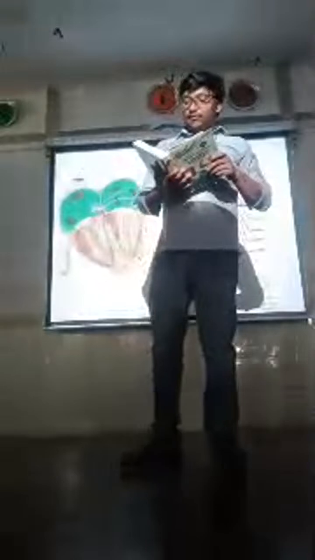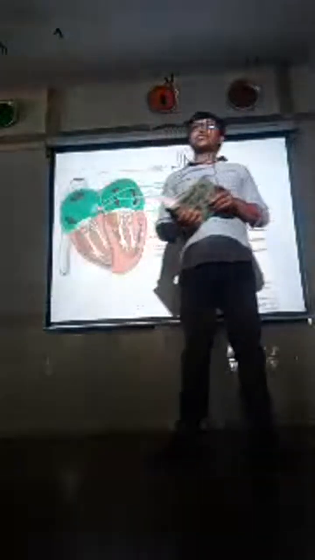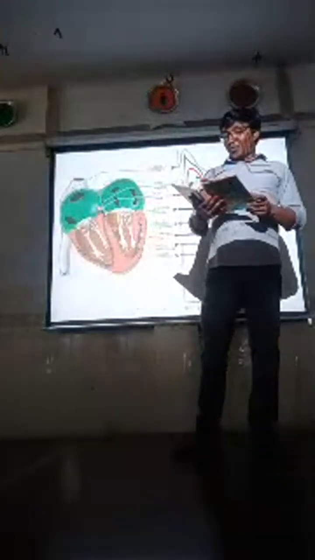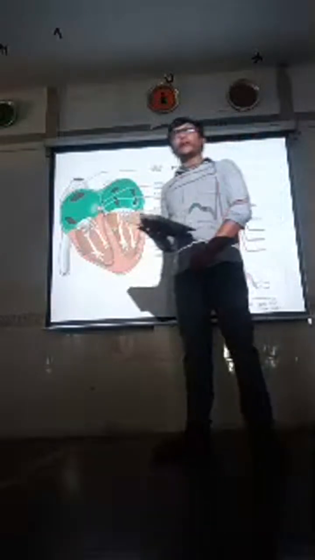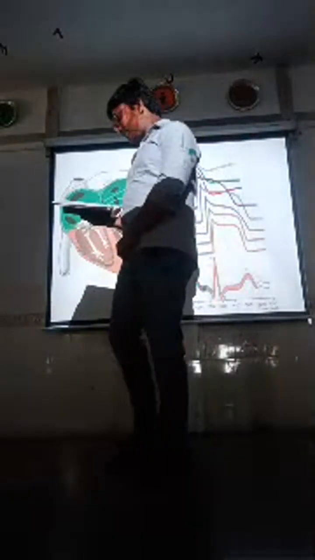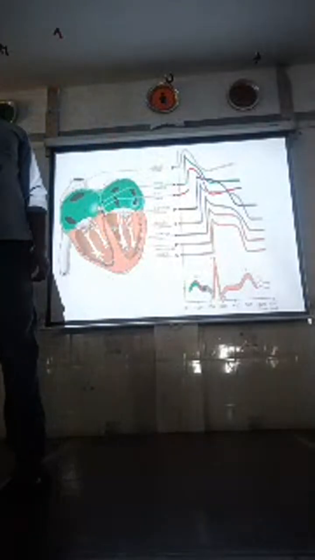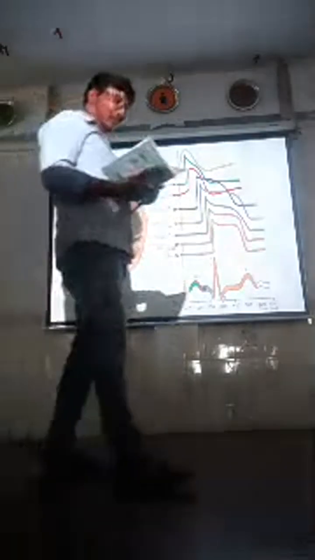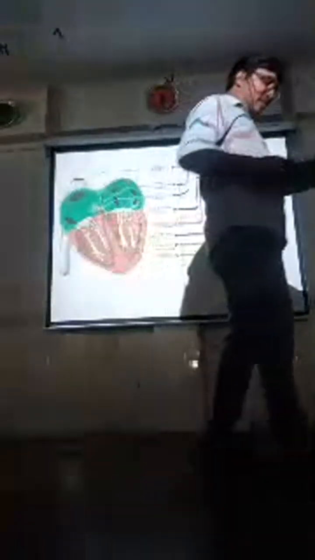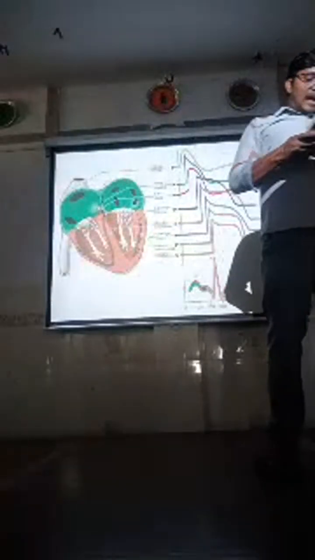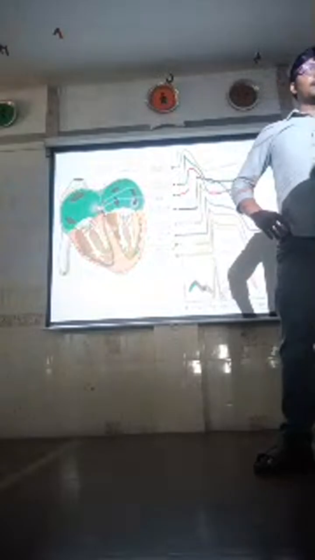Listen to me carefully. Now, what are the ventricular events? Ventricular diastole and ventricular systole. Ventricular systole lasts for about 0.3 seconds. Ventricular diastole lasts for 0.5 seconds. Okay. Yes or no? Yes, sir.